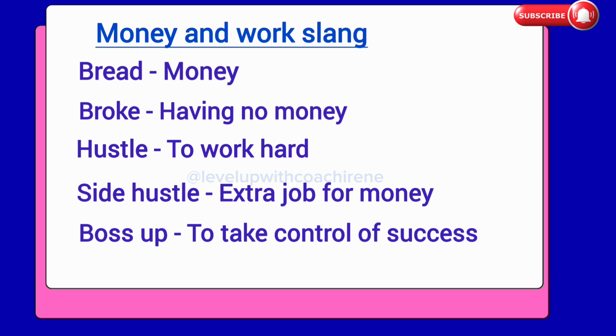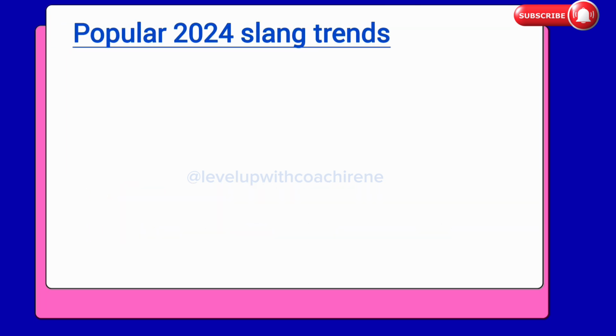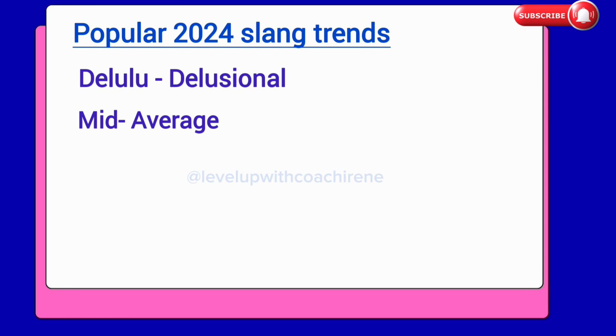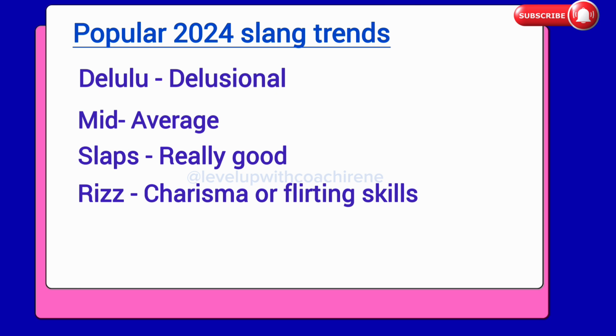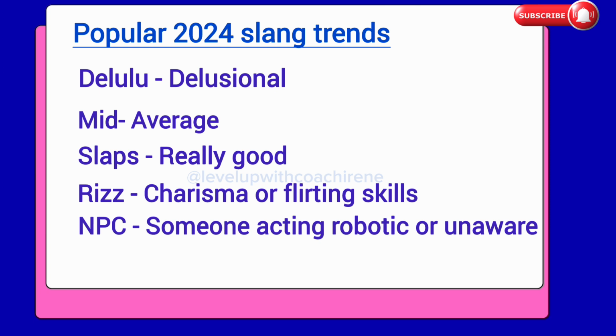Let us look at some popular 2024 slang trends. Delulu, meaning delusional. Mid, meaning average. Slaps, really good. Riz, charisma or flirting skills. NPC, someone acting robotic or unaware.